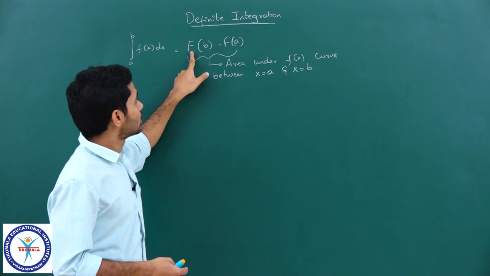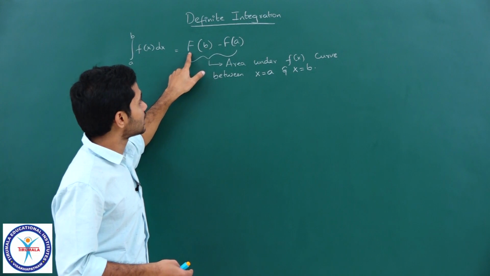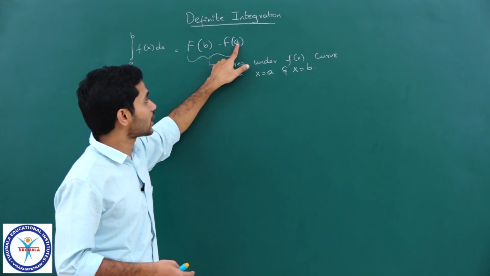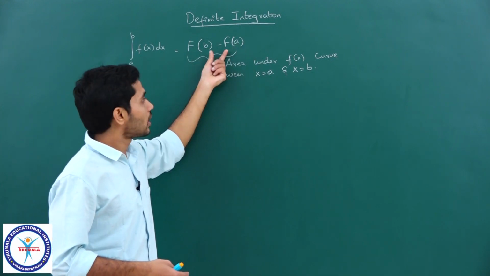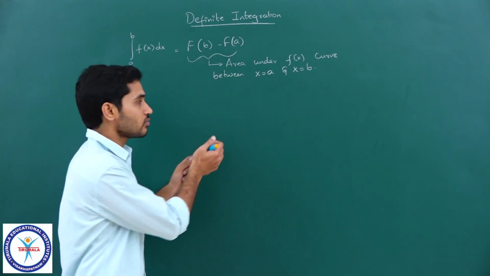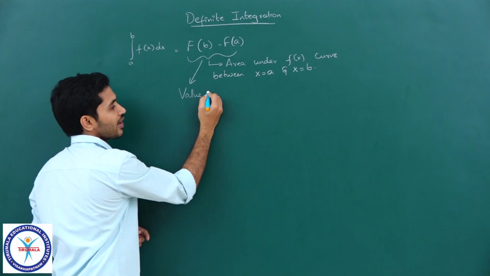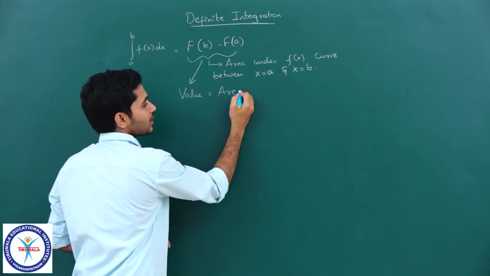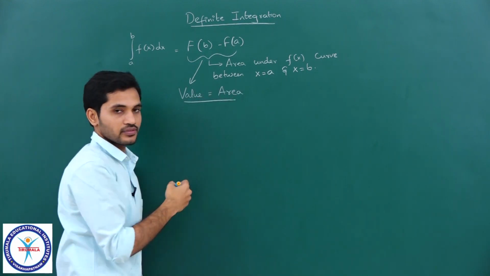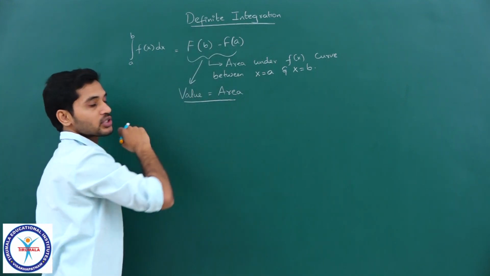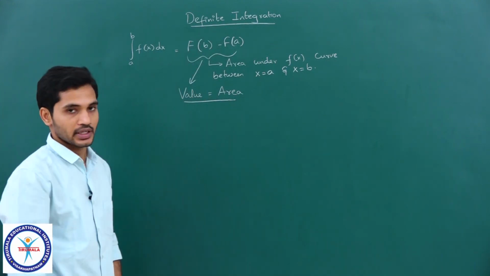So, this gives us a value. As you can see, we are substituting b in the antiderivative, we are substituting a in the antiderivative and then subtracting them. So, the final thing we get here will be a value, and that will be the value of what? It will be the value of the area under the curve, right. So, definite integration means calculation of area, right.